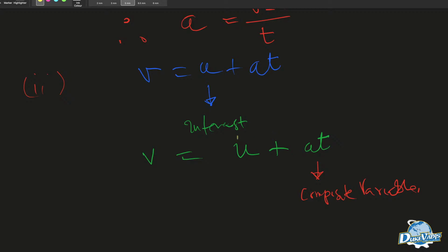to U over here, the inverse of this addition will be subtraction. So I'm going to subtract. So we subtract AT from both sides. So we subtract AT as a composite variable from both sides of the equation. So from both sides.